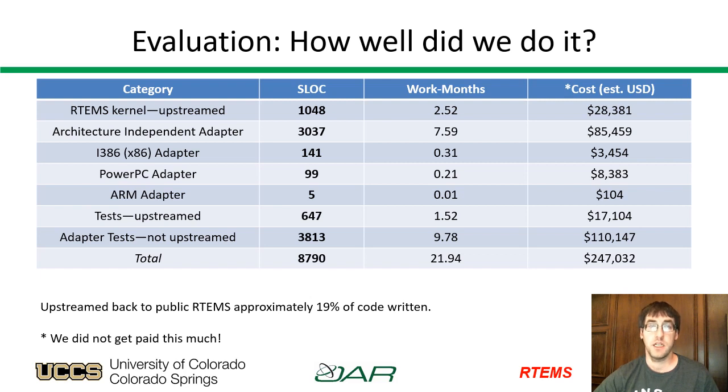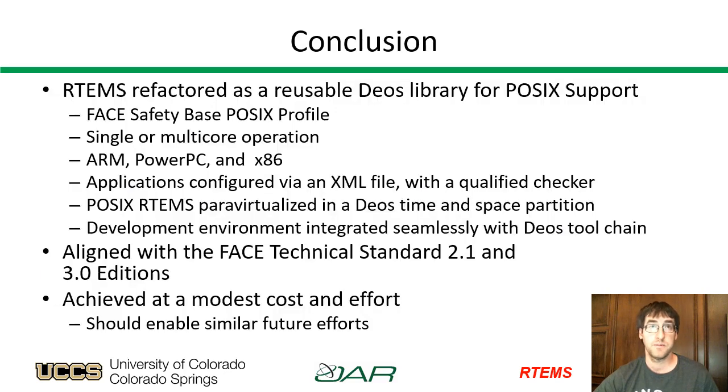The effort needed to add a new architecture is quite small, with only 5 lines of code added to provide ARM support. Importantly, from our perspective as open source maintainers, approximately 19% of the code was submitted upstream back to the rtems.org public Git repository. Credit also should be given to the DDCI engineers we worked with, who helped identify clean, clever, and small solutions to the integration challenges on their side.